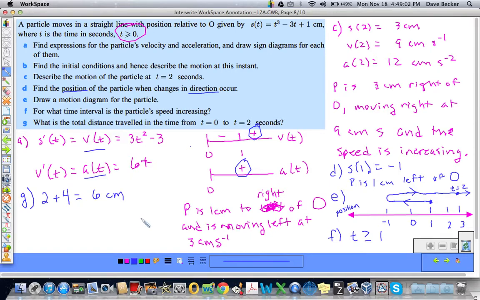So that's all the information, or almost all of the information, we can get from a displacement function or a position function.